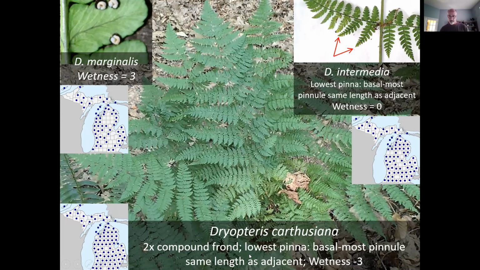Well, here's a typo. This should say basemost pinnule longer than adjacent. Here, it's the same length. So I just wrote the same thing twice. Oops. Intermedia, same length. Carthusiana, it's longer. The bottom of the bottom of the bottom is longer in carthusiana.